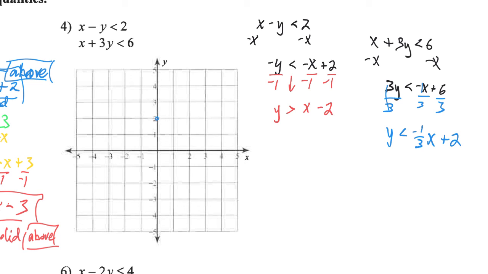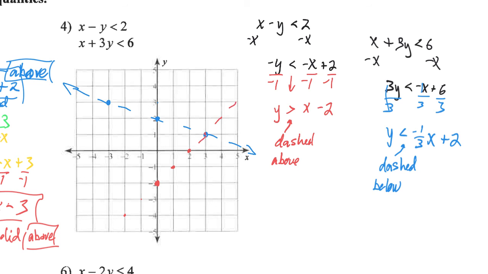So the blue line starts at 2, goes down 1, and to the right 3. We're up 1 and to the left 3. And what about the line? The line is dashed and is less than, so I'm below. So draw my dashed line through there. Okay, so I would shade below, but since I've got the red line to deal with, let's put them on there first. So I have negative 2, going up 1, right 1. So there's my red line. This one is dashed as well, and it's greater than, so it's going to be above. So I'm going to put my dashed line.